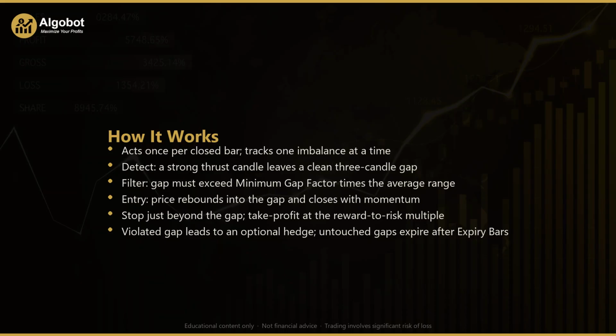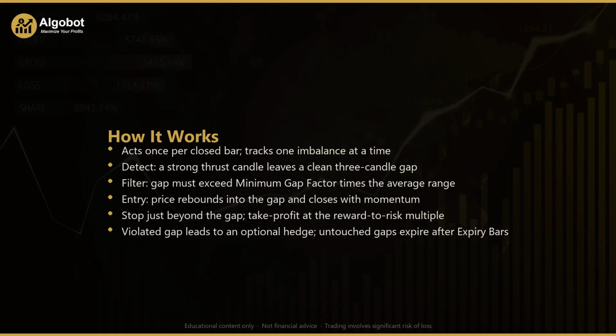First comes detection. The strategy looks at the most recent trio of closed candles. The middle candle must be a decisive thrust, meaning its body fills at least the ThrustBodyFraction of its own total range, which defaults to 55%. For a bullish setup, the high of the first candle must sit below the low of the third candle, leaving a clean gap between them. For a bearish setup, the mirror is true. The low of the first candle sits above the high of the third. That open space is the imbalance zone.